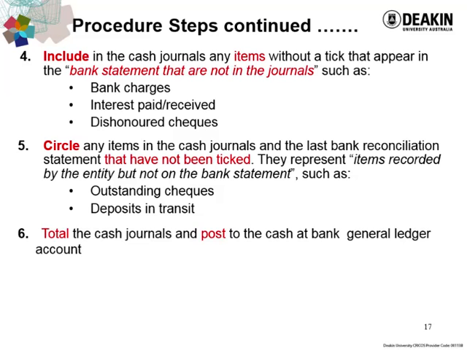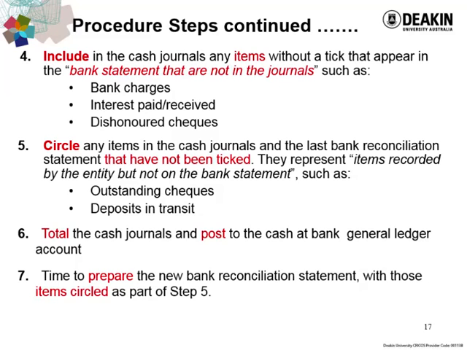In step 6, we will total the cash journals and post to the bank ledger account. And as the final step, we will prepare the bank reconciliation statement for items that we have identified in step 5. So what does all this mean? Let's go through an example so we can clearly see how this is working.